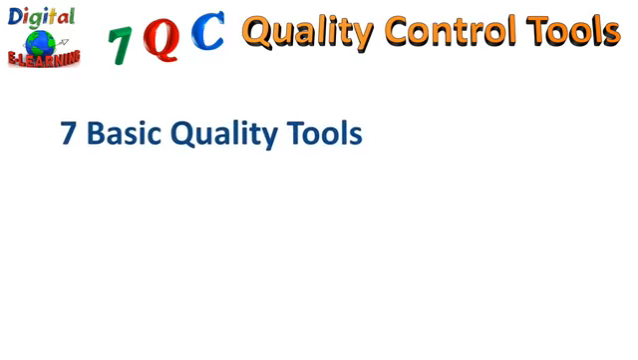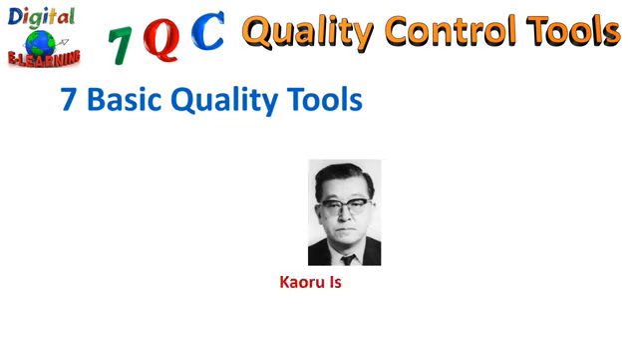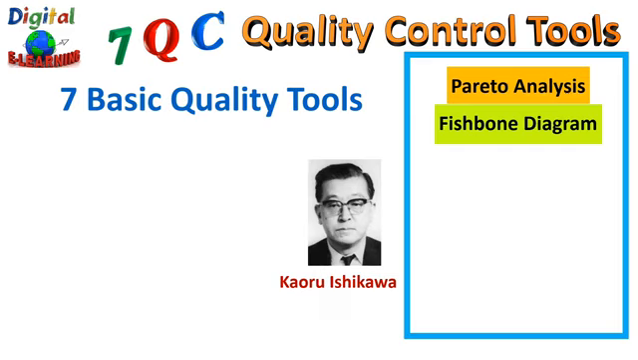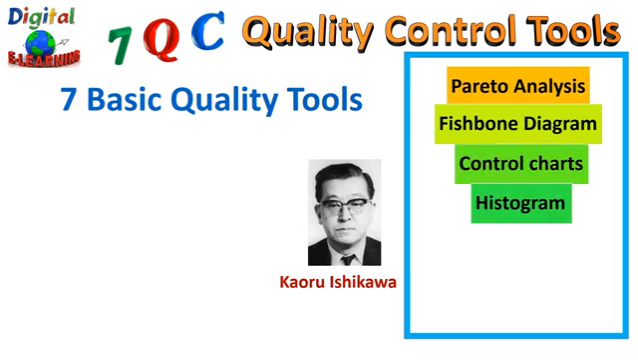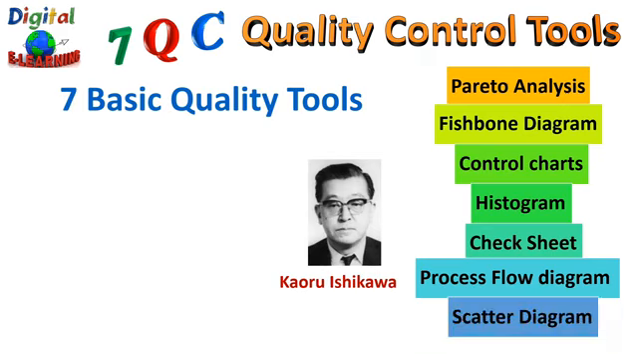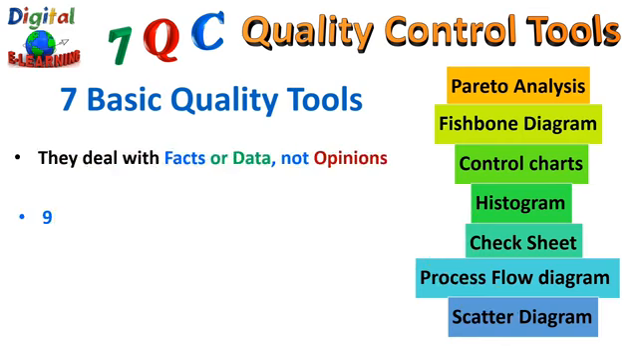So before going into more detail, let us first understand what these 7 basic QC tools are. Kaoru Ishikawa developed these 7 basic QC tools so that the average person can analyze and interpret data. These 7 basic QC tools are Pareto analysis, fishbone diagram, control charts, histogram, check sheet, process flow diagram, and scatter diagram. They are called basic because they are suitable for people with little formal training in statistics and can be used to solve the vast majority of quality related problems, and they deal with facts and data, not opinions.